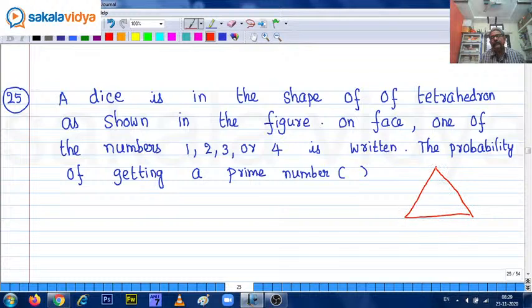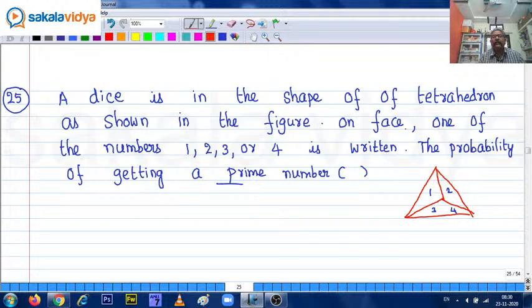It is a three-dimensional figure, a tetrahedron. Numbers are written on each face: first face, second face, third face, and below, the fourth face downwards. It has 4 faces, numbered 1, 2, 3, 4. Out of these, if one number is selected, it must be a prime number. A dice is in the shape of a tetrahedron.